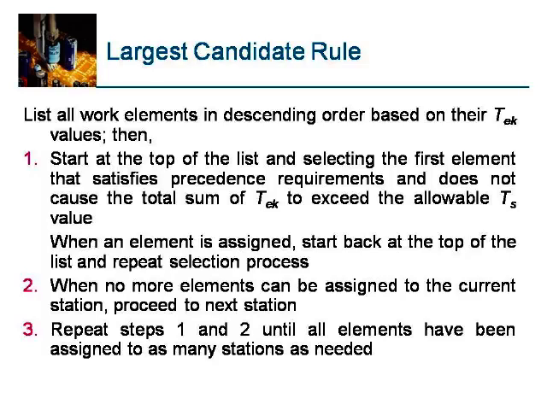Then start at the top of the list and select the first element that satisfies the precedence requirement and does not cause the total sum of TEK to exceed the allowable TS value. When an element is assigned, start back at the top of the list and repeat the selection process. When no more elements can be added to the current station, proceed to the next station. Repeat steps 1 and 2 till all elements have been assigned to as many stations as needed.